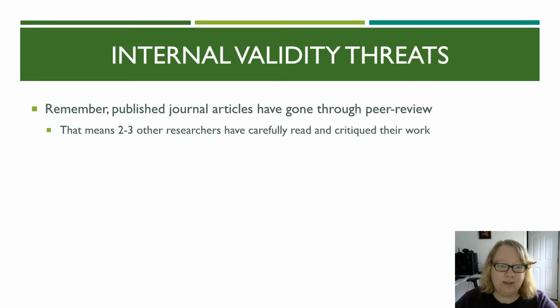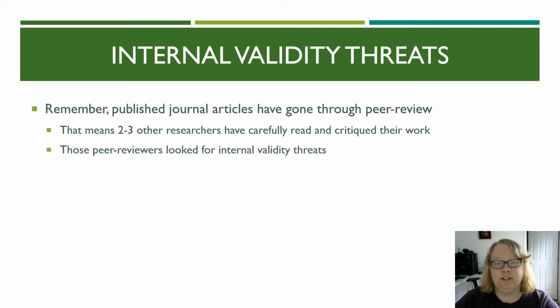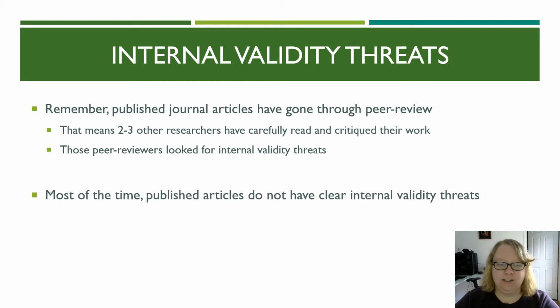That means 2 or 3 other researchers have carefully read and critiqued a paper before it actually will get published. Those peer reviewers looked for internal validity threats, as well as other validity threats too. So most of the time, published articles, like the ones you've read throughout the semester, typically don't have clear internal validity threats, because they've already been looked for in the peer review process. It's rare for a paper to go through peer review and still have big problems. They might have small problems, but they usually won't have big problems. That's what peer review is for. It weeds out those issues and makes sure that we're publishing good science, ones that don't have huge threats.